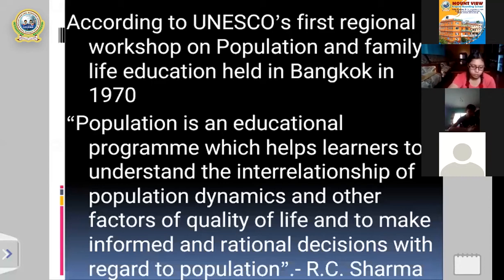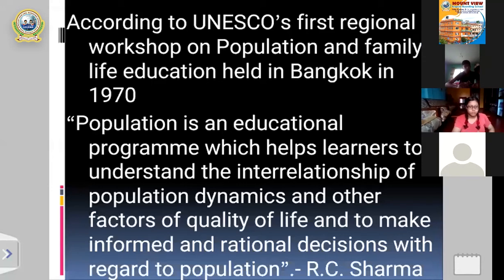To manage the population, learners should take a right, rational decision, and a right decision helps to manage the population. If we manage the population, then people can get different factors of quality of life, and it helps to minimize the population growth rate. So population education is an educational program. It means learners learn so much knowledge. This is the R.C. Sharma definition of population education.